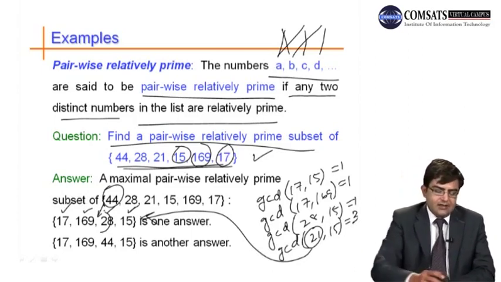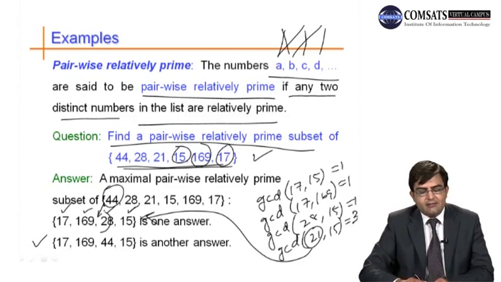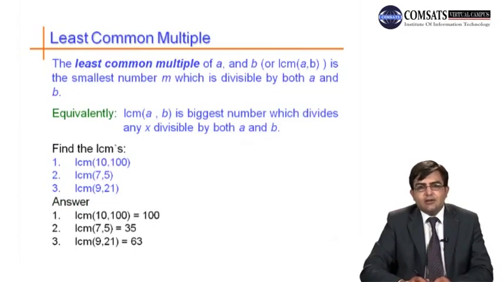Similarly, we can take another set, this. In this, every member is relatively prime with each other. So the pairwise relatively prime sets are those sets in which any two elements are relatively prime. Now, what is the least common multiple? As you have already studied, but here we revise this.